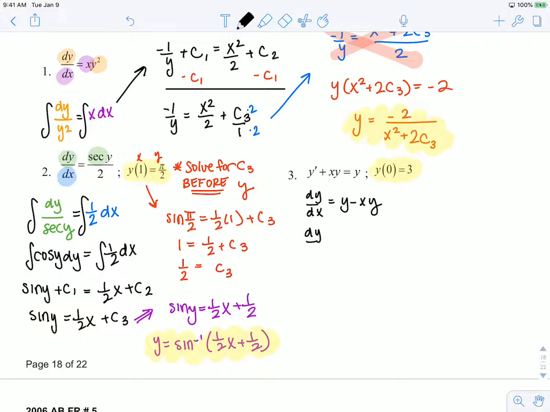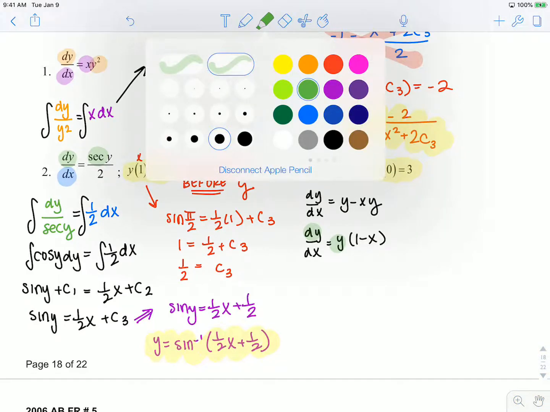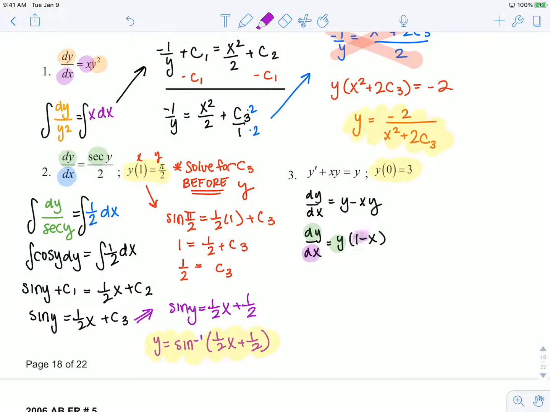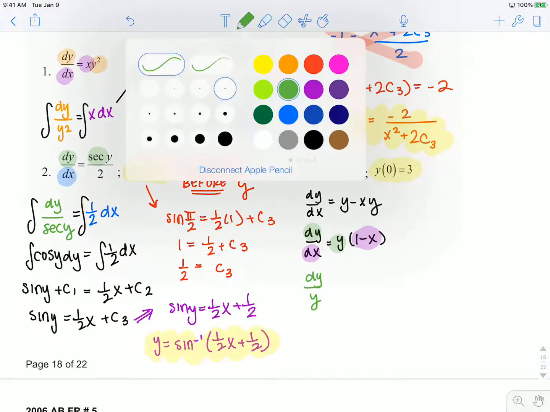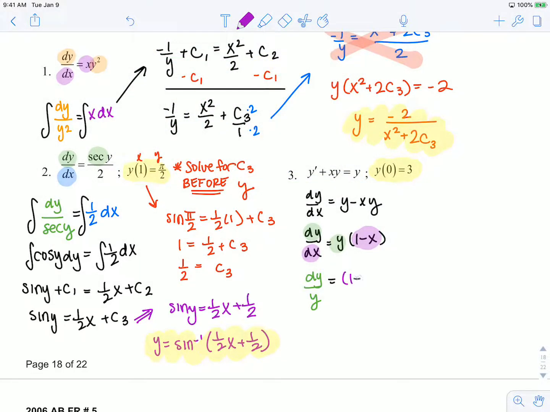But since both terms on the right have y, I'm going to factor that out as a GCF. So now we have terms with only y and terms with x. So now we will separate those variables. In order to get y on one side, we have dy over y equals 1 minus x dx.